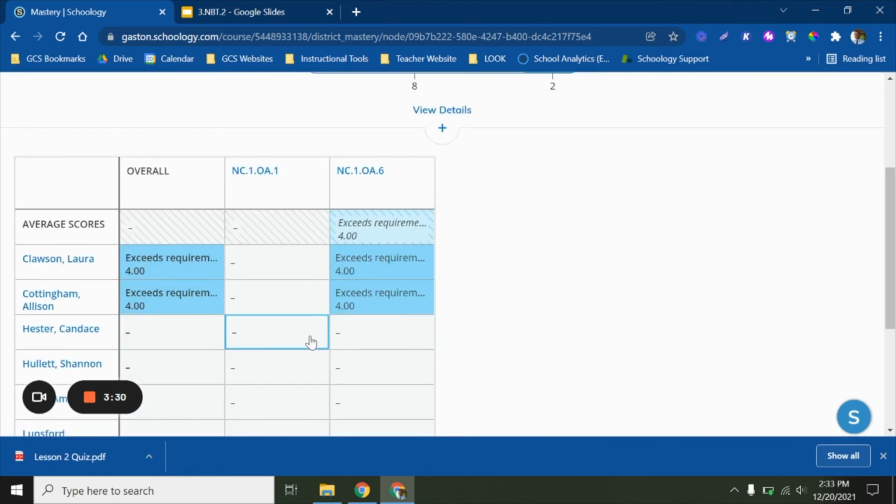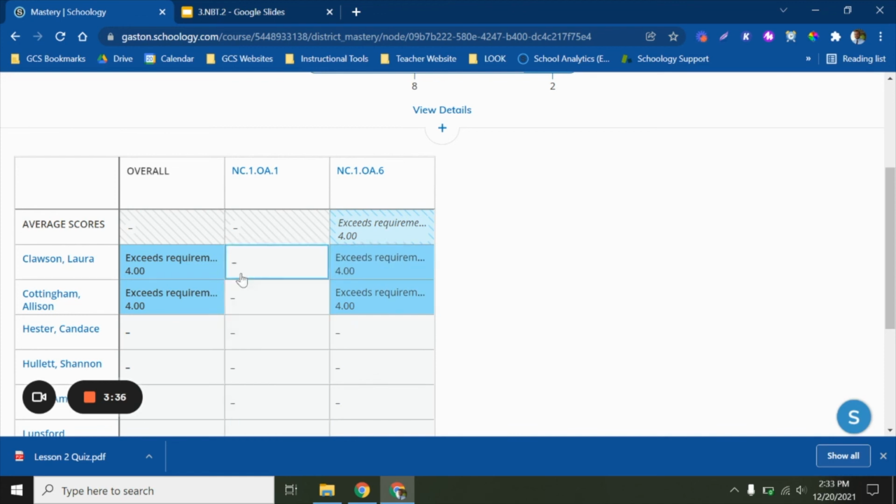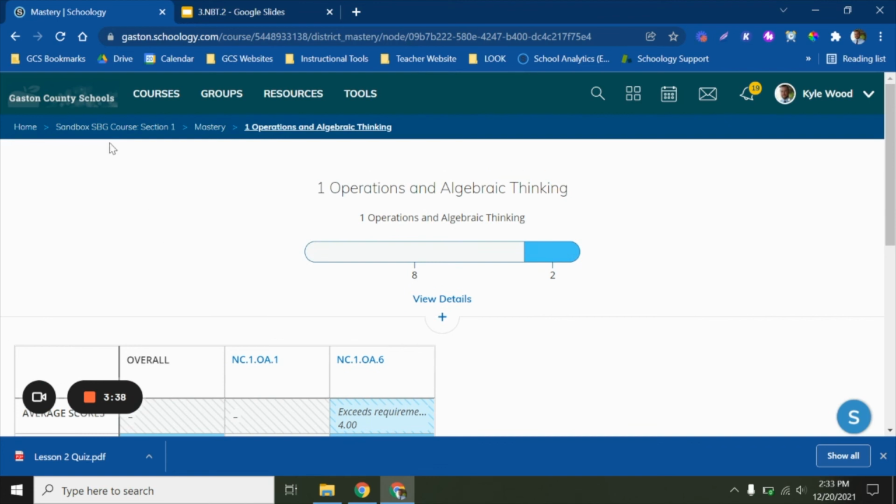So again, we wouldn't enter grades here, though you certainly can. We would more likely look at this as a report and enter most of our grades in the traditional gradebook.